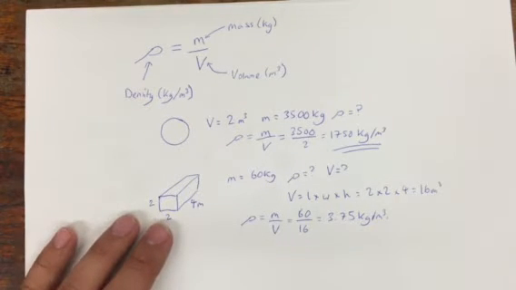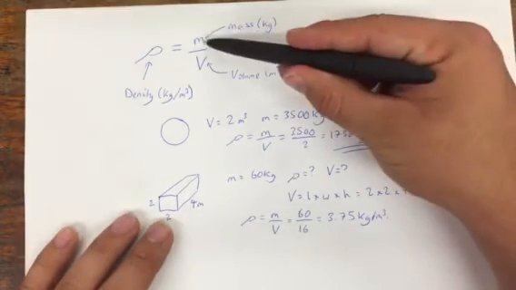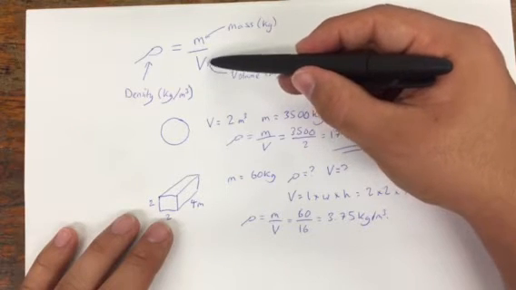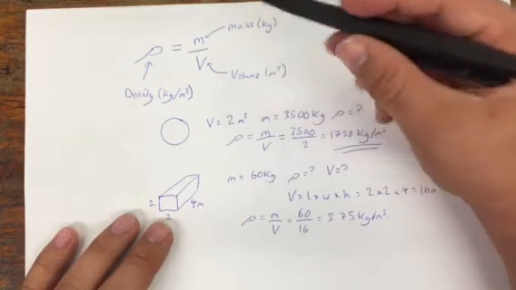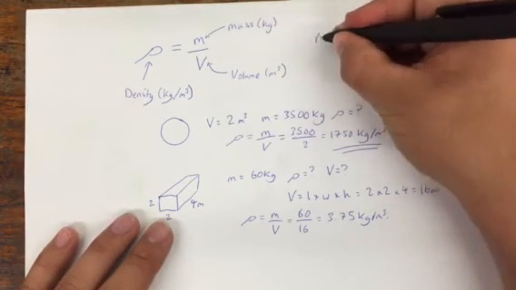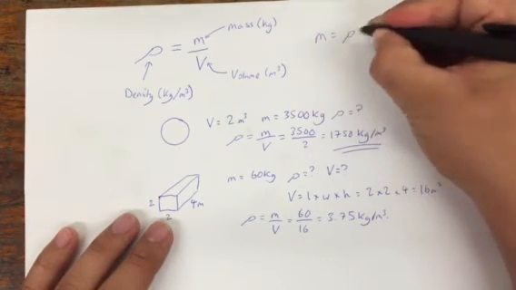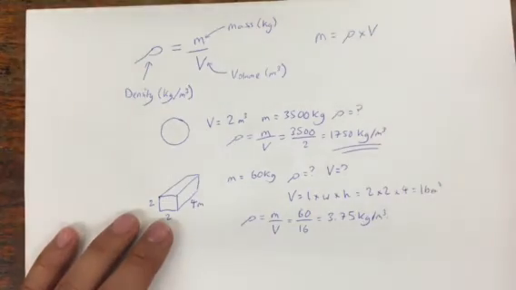The final thing you need to know about density is what happens if you have to rearrange the equation. If I want mass on its own, I have to get rid of volume. So I do the opposite of divide, which is times. So I have mass is equal to density times volume.